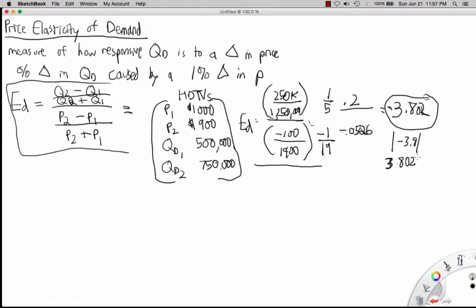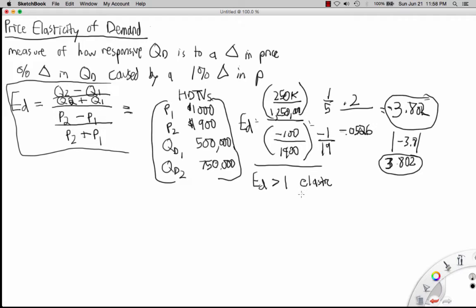Alright, so what does that mean, though? We've done all our work as far as calculations go. What does that mean, though? Glad you asked. There are three classifications of price elasticity of demand. The first is anytime price elasticity of demand is greater than 1, as it is here, that means that the good is elastic. That just means that it's responsive to change in price. The quantity demanded of that good or service is responsive to a change in price.